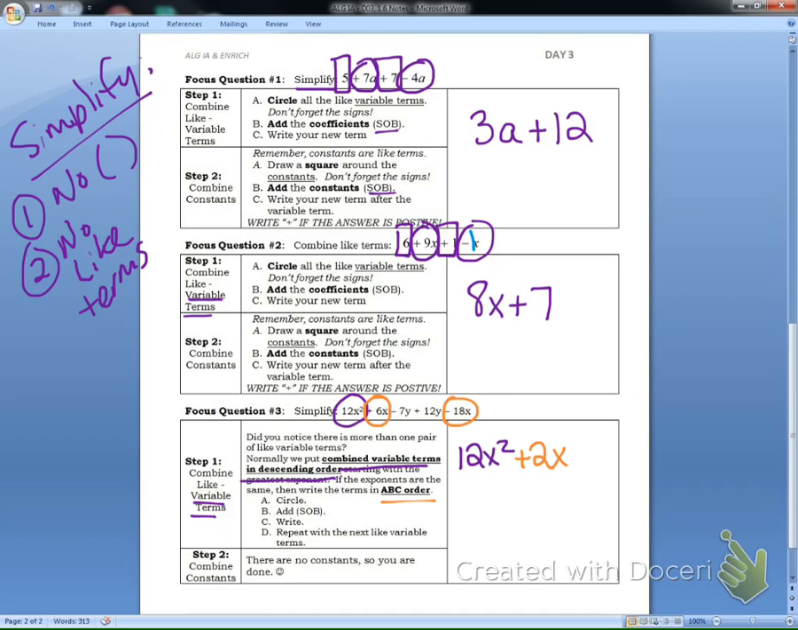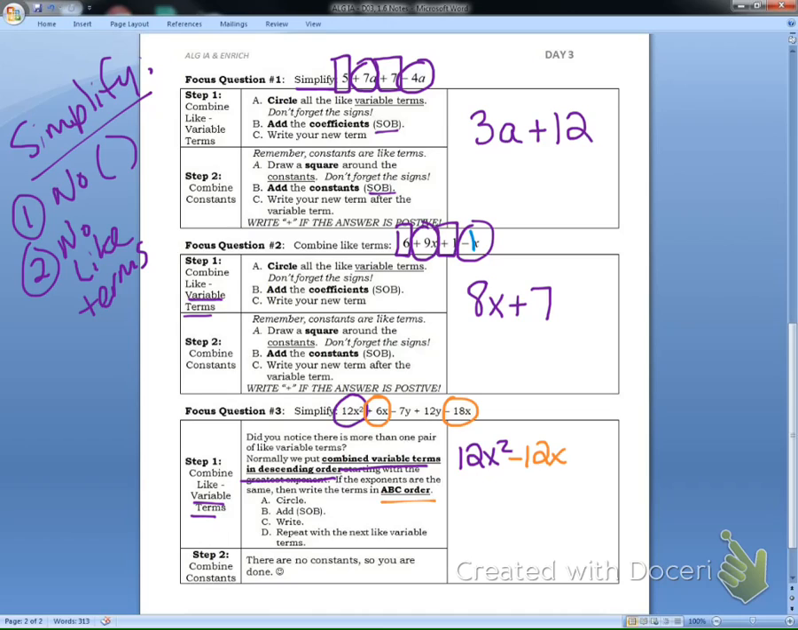So in ABC order, we'll combine the positive 6x and the negative 18x. Oops, I made a mistake there. Let me go ahead and fix that. There we go, that's better. So positive 6x and a negative 18x, those were opposite signs, so I had to subtract. 18 minus 6 is 12. Think about it. And the bigger sign wins. Well, 18 is bigger than 6 and it's negative, therefore it's a negative 12x.